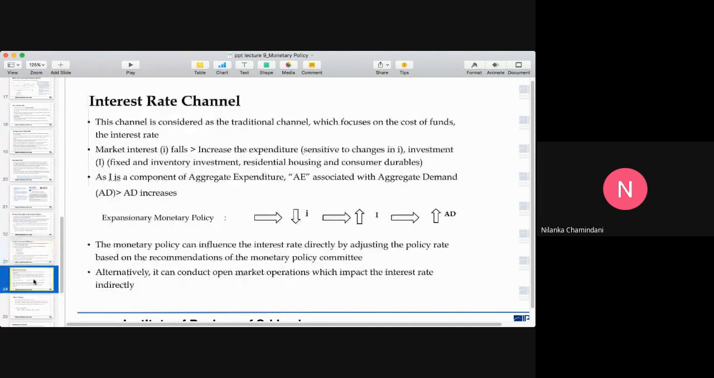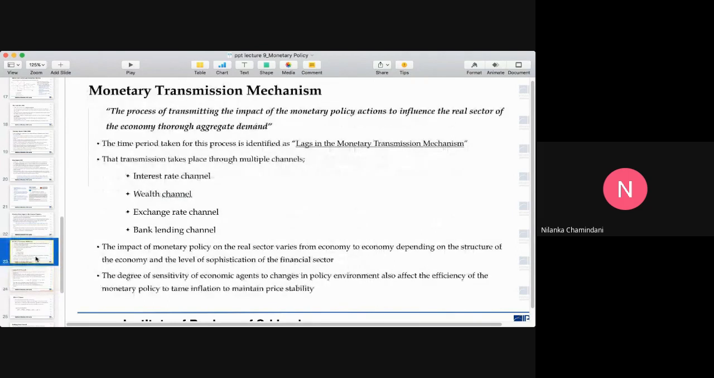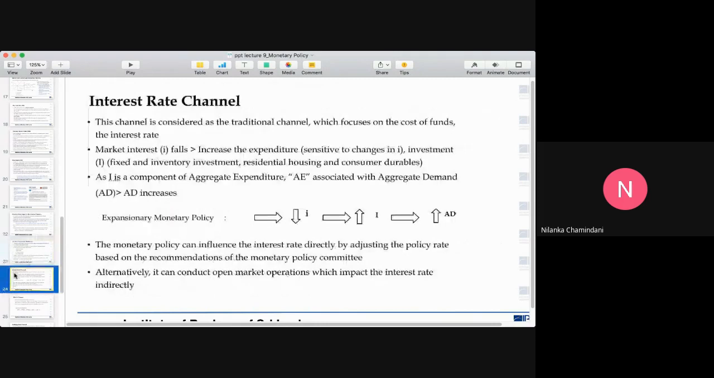Okay, the next thing is the monetary transmission mechanism. I told you that there are multiple channels. The first one is the interest rate channel. This channel is considered the traditional channel, which focuses on the cost of funds, the interest rate. When the market interest rate falls, it increases expenditure, because of an expansionary monetary policy.